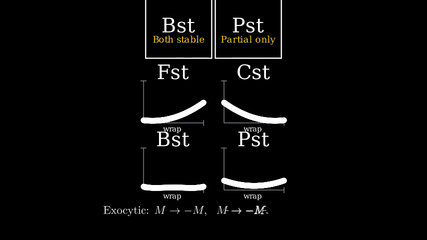For exocytic engulfment, where particles start on the inside and adhere to the inner leaflet, the same relations hold, but with all curvatures replaced by their negatives. M becomes negative m, m tilde becomes negative m tilde, and m becomes negative m.